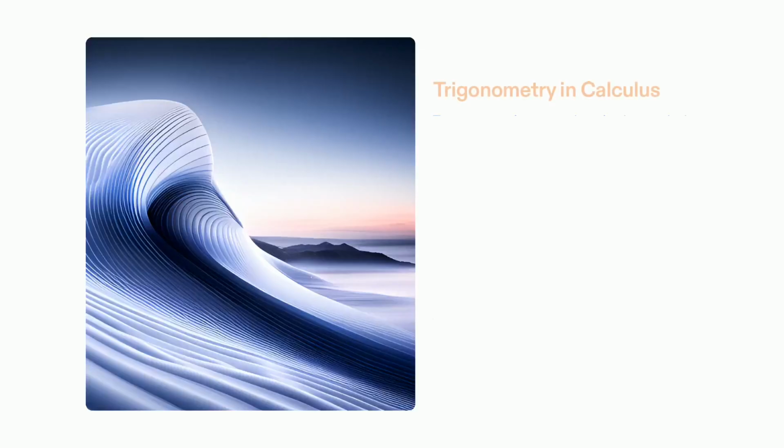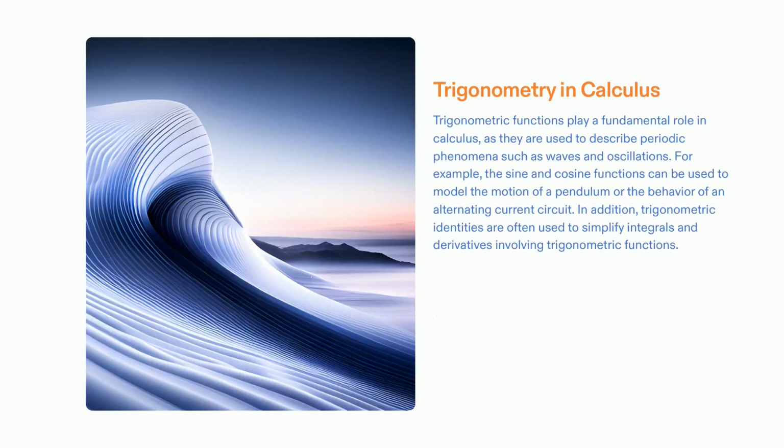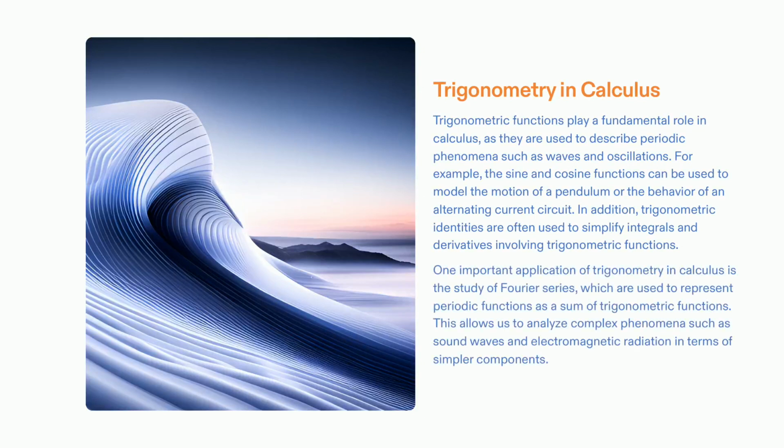Trigonometry is an important tool in calculus. It is used to model periodic phenomena such as the motion of a pendulum or the behavior of alternating current circuits. Trigonometric identities are also used to simplify complex integrals and derivatives. Additionally, Fourier series are used to represent periodic functions, allowing us to analyze complex phenomena like sound waves and electromagnetic radiation in terms of simpler components.